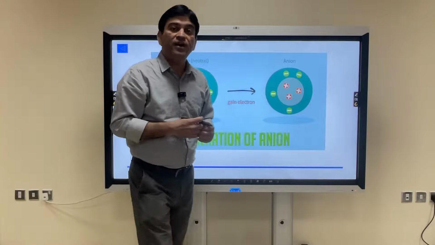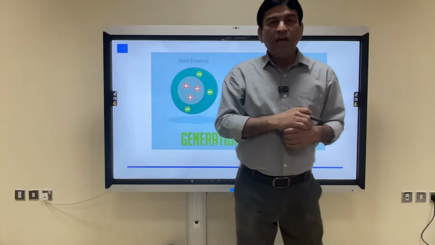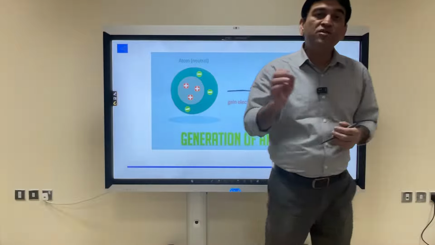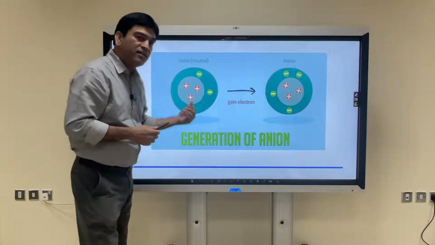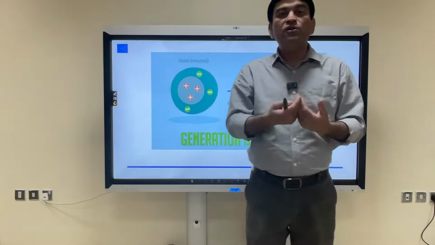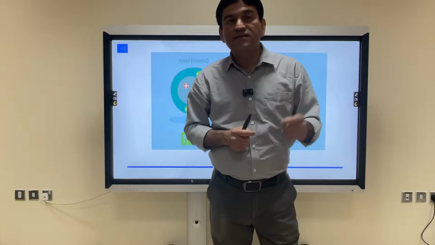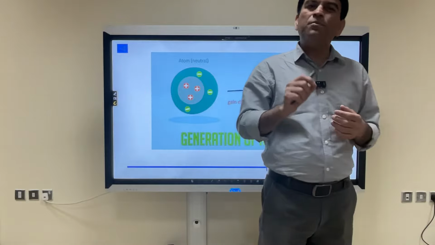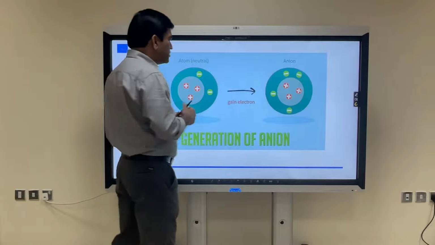Now there is a third category of ion, which is known as zwitterion. They have both the charges on the same molecule, and the net charge is 0. So there is a cation, there is an anion, and there is a zwitterion. Example, amino acids. Amino acids exist as zwitterions at the physiological pH of the body, which is approximately 7.4.